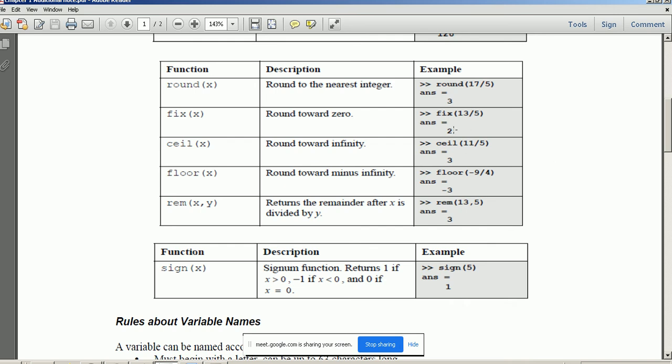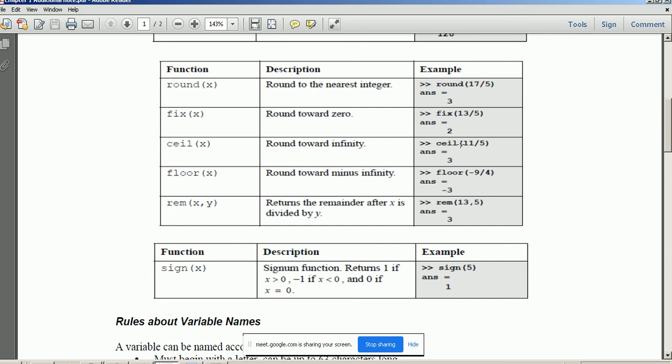Next thing is the fix function. That means round toward zero. That means round to the lower level. You know that 13 divided by 5 will be near to how much? It's 2 point something, 2.3, 2.6 maybe. But I want it to be close to the shortest number.